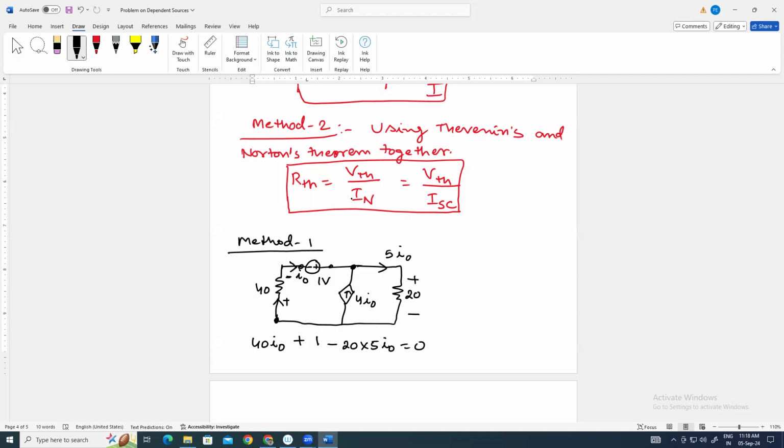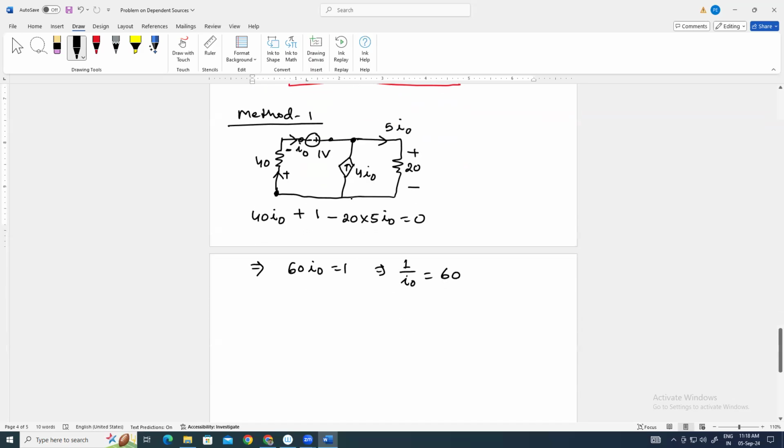So from here we can calculate 1 upon I naught, and 1 upon I naught will give you RTH value. So what is current? This is 100 I naught, this is 40 I naught. It means 60 I naught is equal to 1. So it means 1 upon I naught is equal to 60. And what is 1 upon I naught?